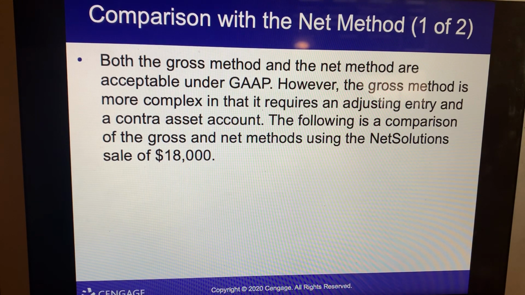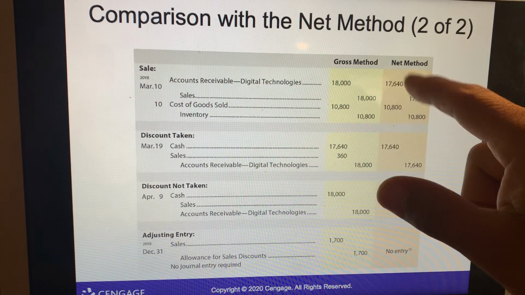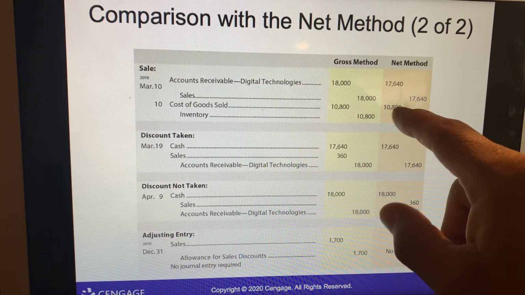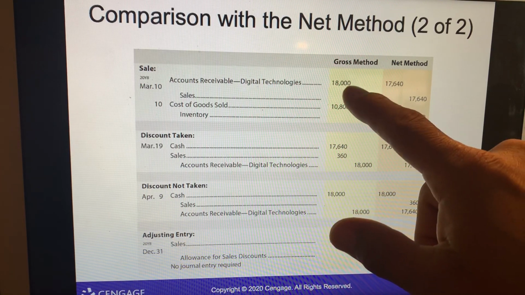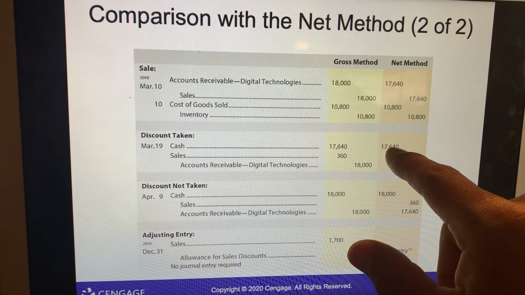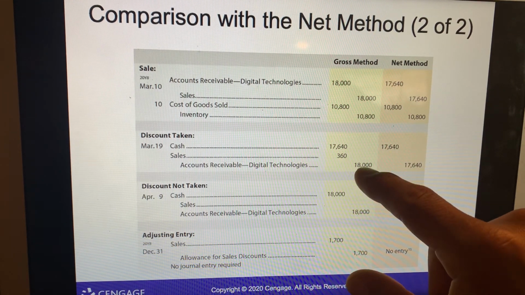Comparison with the net method. So here are comparisons, here's the gross and net. Look at the differences there. Our cost of goods and inventory doesn't change, it's just the way we do it up here. Cash here, and then notice how this is not here. 360 sales isn't added to it.